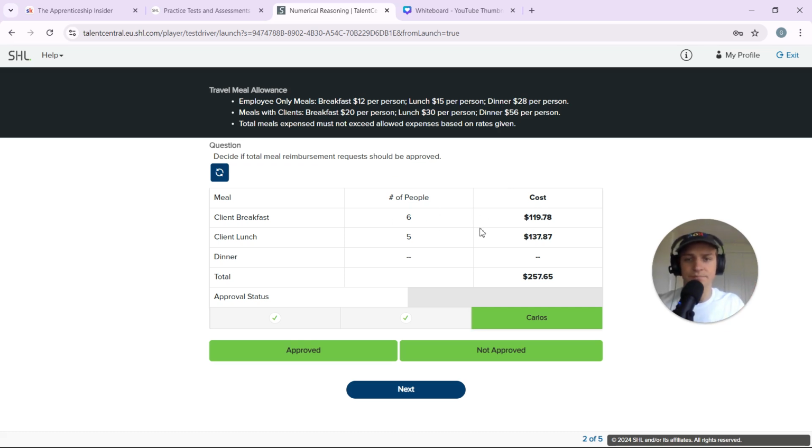That's a lot easier. Again, for this one, you could do 137 divided by 5 to find out the average, but that's a hard calculation to do. This one, you can just do in your head. Lunch, 5 times 30 is 150, so yep, you're good on that one.